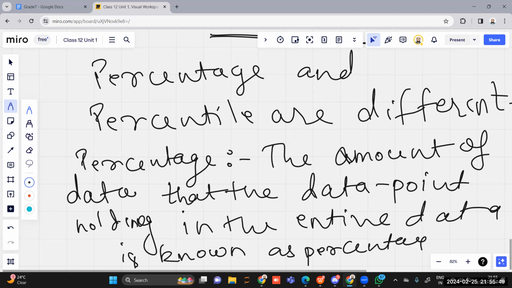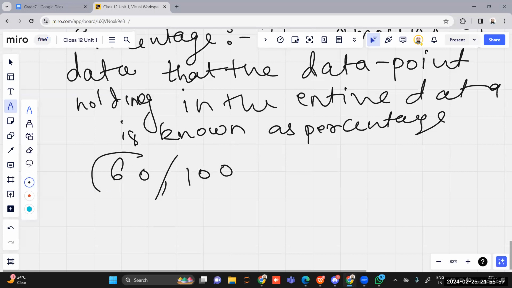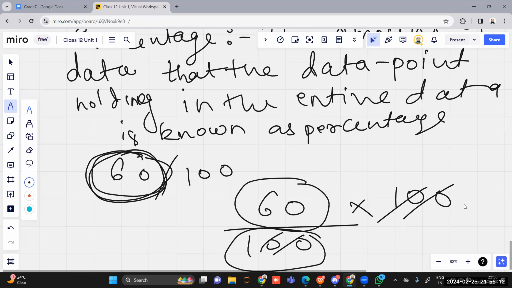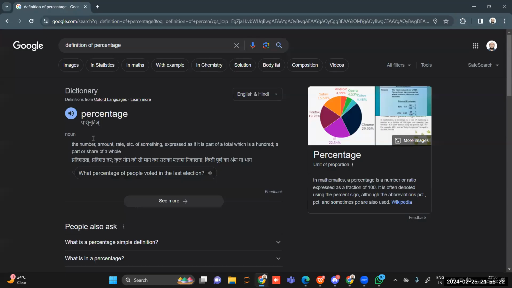If suppose I have 60 marks from 100, what percentage of data is this 60 holding? I take 60 divided by the total, into 100. So it is the number obtained upon total into 100. It is 60%, meaning 60 is holding 60% of the data in the total data.